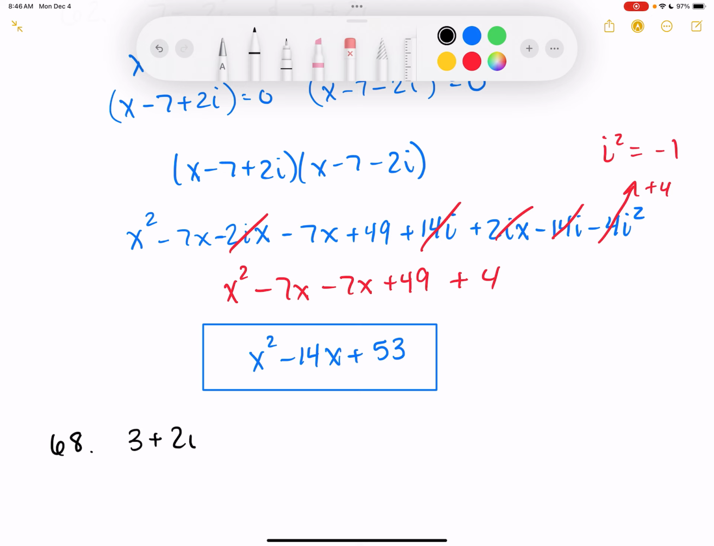3 plus 2i, -1, and 2 are my zeros. So the -1 and the 2, those are just normal numbers, so I don't need to worry about them. But I have a 3 plus 2i, which means that by the complex conjugate theorem, I also have 3 minus 2i. So that means I have 4 total zeros.